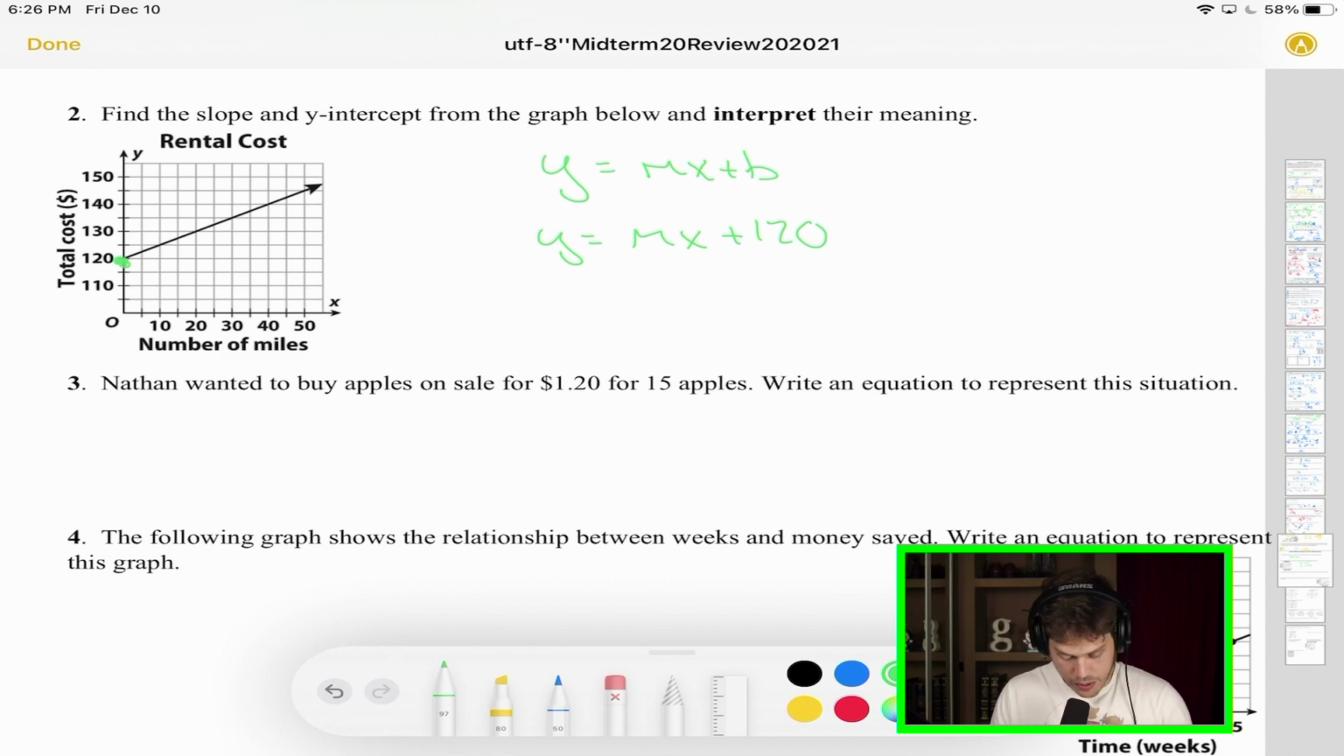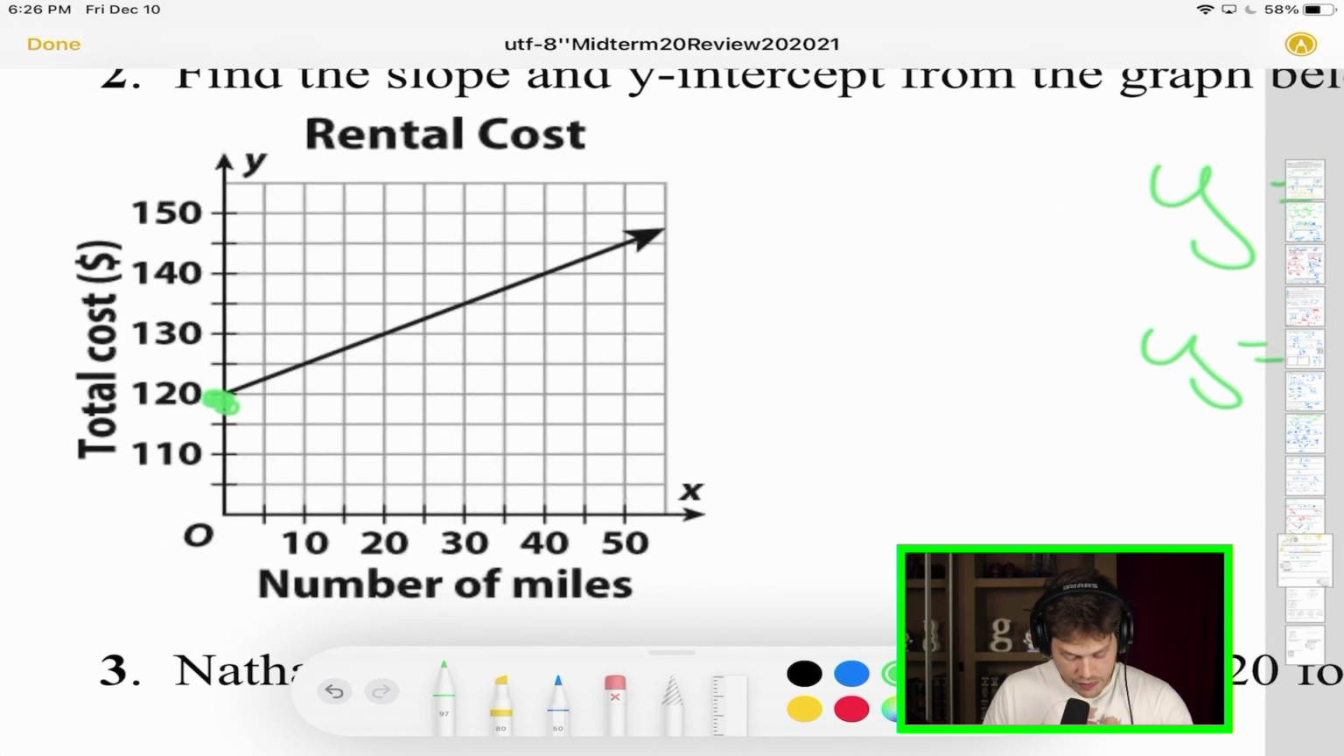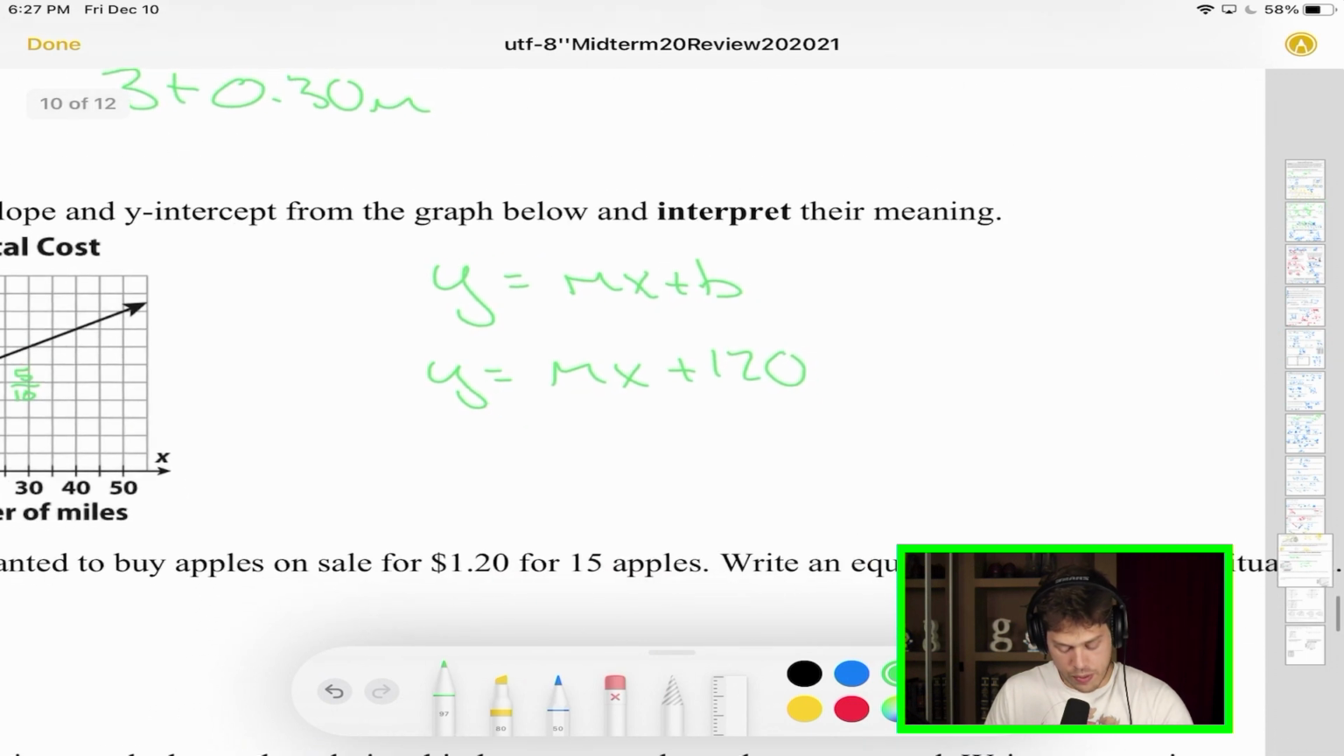What is our slope? Well, let's zoom in on our graph a little bit more, and let's find 2 intersection points. We have another one here. So what's our rise and our run? We went from 120 to 125, so we rose 5. And then how far did we go? We went from 0 to 10. So rise over run, that's 5 over 10. So that's a slope of 1/2. So our equation is y equals 1/2 x plus 120.